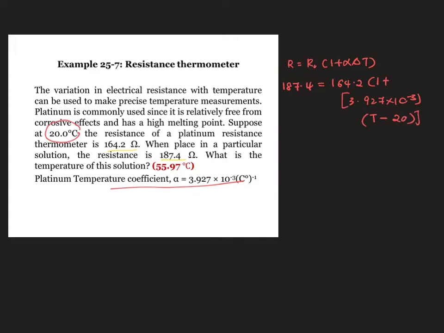Okay, now you already have that, so basically you can get the final answer, which is T equals 55.97 degrees Celsius. As easy as that. So it depends. If the question gives you resistivity, you are going to use the formula of the original resistivity times (1 plus alpha change of T). If the question gives you resistance, then directly use this formula.